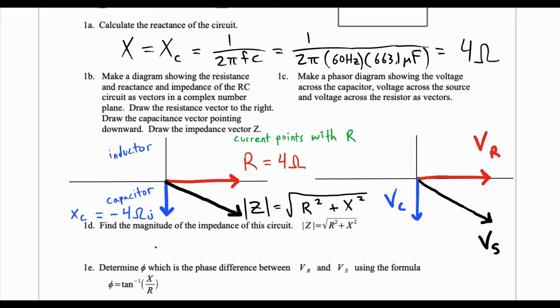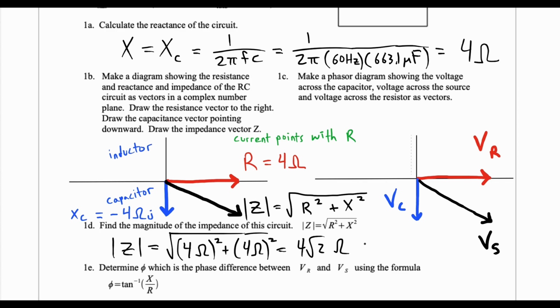It says find the magnitude of impedance. Let's find it. Z equals the square root of 4 ohms squared plus 4 ohms squared. It's going to be 4 radical 2 ohms, which is about 5.66 ohms.